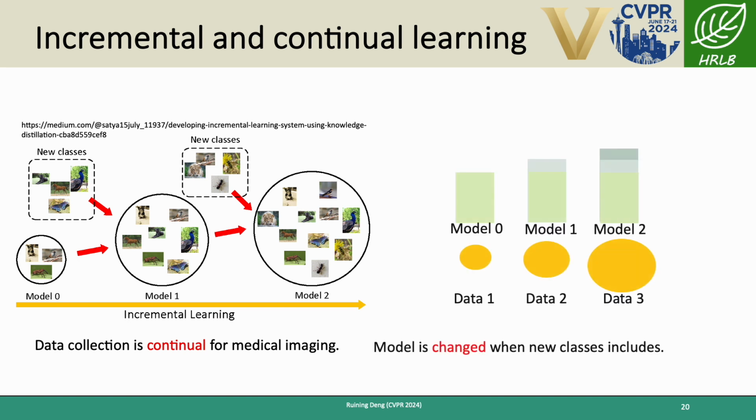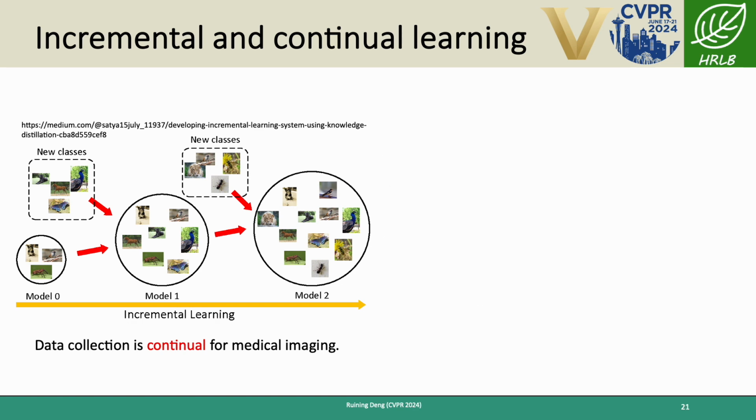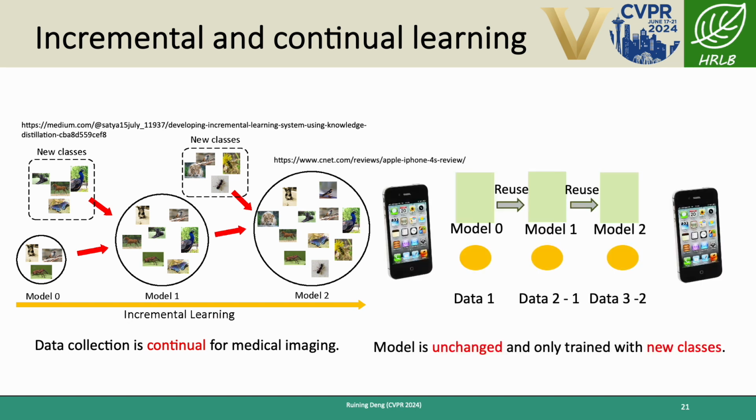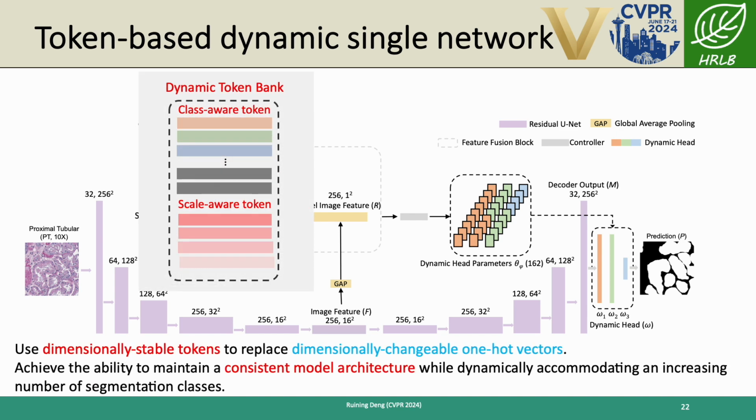For panoramic image segmentation, the size of the data will extend over a long period of data collection, which is inefficient if the model architecture needs to be changed when new classes are included. Therefore, we expect the proposed panoramic segmentation model to be fixed in an incremental and continual learning fashion for future model training with new data. For this purpose, we propose our token-based dynamic design on the backbone that uses dimensionally stable tokens to identify the current task for pathological segmentation. This model architecture remains consistent even when new classes are introduced.